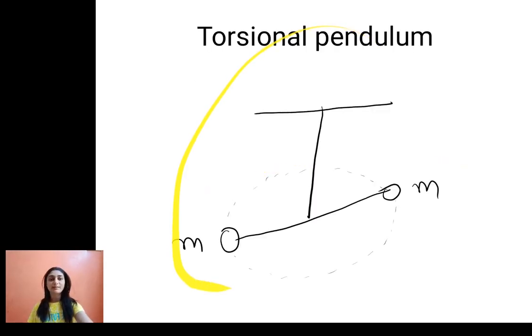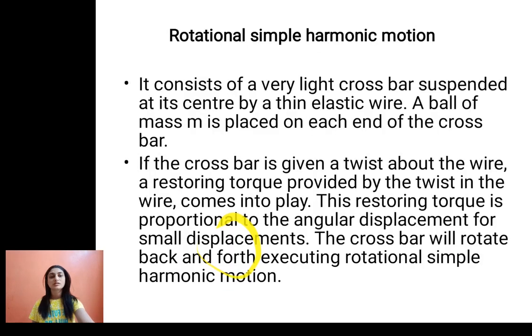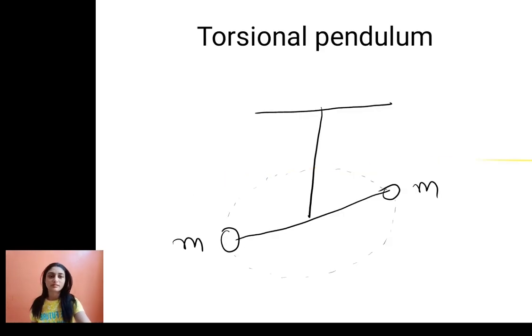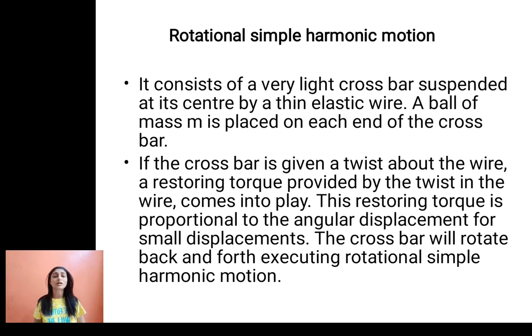Now, consider the example of a torsional pendulum. So, this is the system. It consists of a very light crossbar suspended at its center by a thin elastic wire. A ball of mass m is placed on each end of the crossbar. If the crossbar is given a twist about the wire, a restoring torque provided by the twist in the wire comes into play. This restoring torque is proportional to the angular displacement for small displacements. The crossbar will rotate back and forth, executing rotational simple harmonic motion.